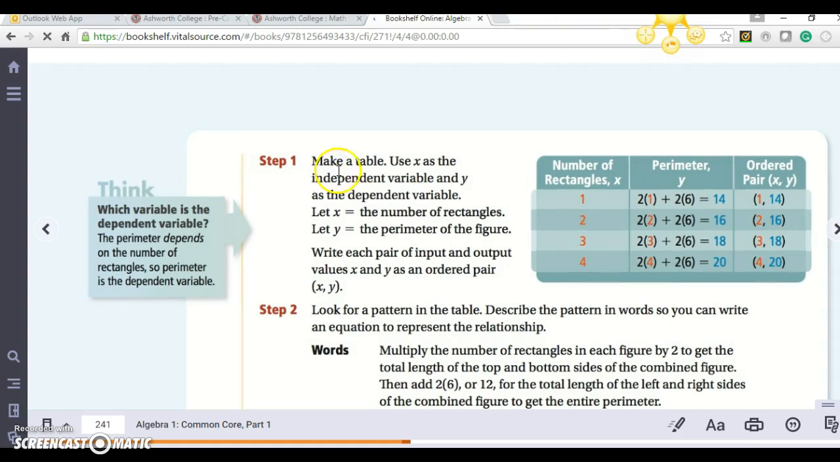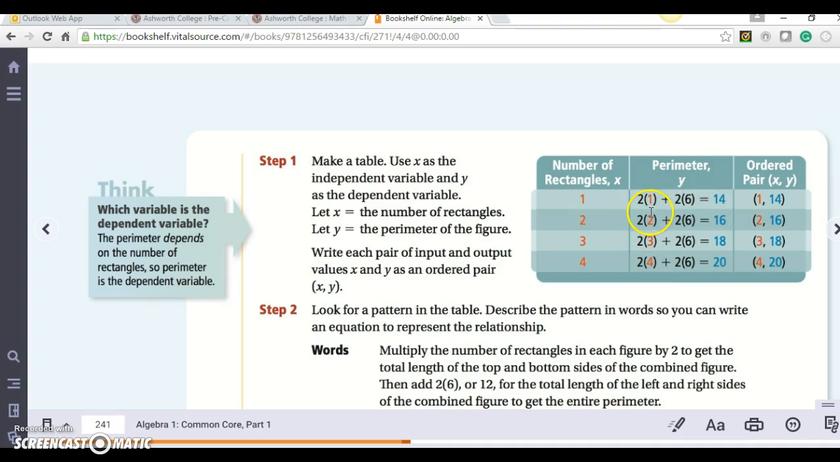So step 1, make a table. Use x as the independent variable and y as the dependent variable. So let's name our variables. Let x be the number of rectangles. So that's independent. And let y be the perimeter of the figure, because the perimeter depends on the number of rectangles. So write each pair of input-output values x, y as ordered pairs. So when we have one rectangle, our perimeter, like we said before, is 14. And I even broke it down even more.